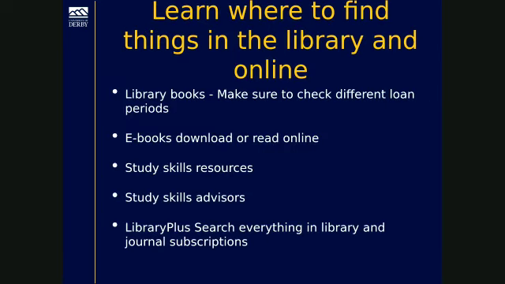Make sure you know where to find things: library books, e-books to download or read. Do use study skill resources, they're very helpful. And when you use the library, you can use Library Plus search to find everything in the library as well as journals. That's very useful. Don't forget, if you've got any study skills issues or problems, there are study skills resources in the libraries and also study skills advisors, so you can ask an advisor online for help and support with particular issues.